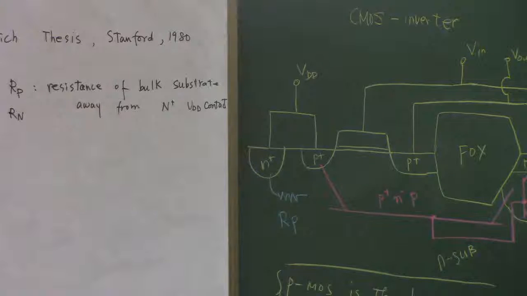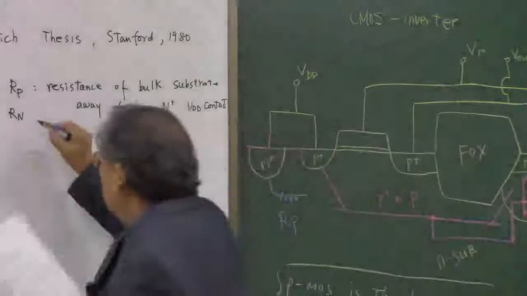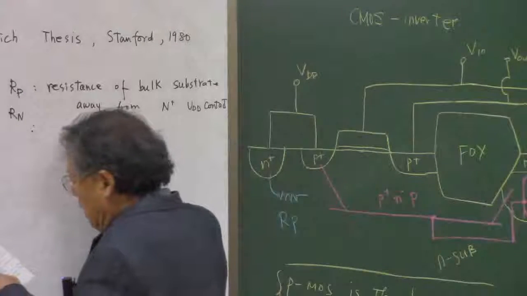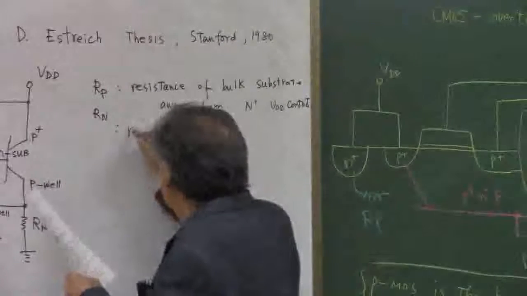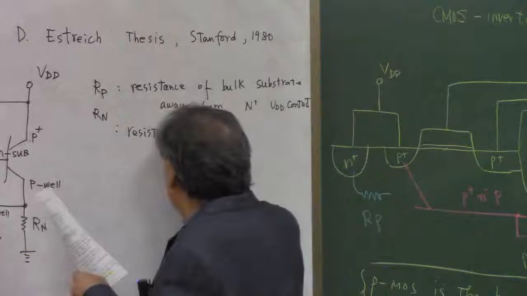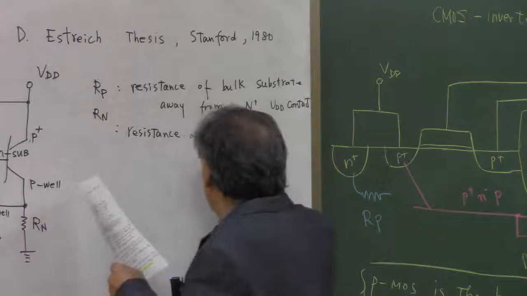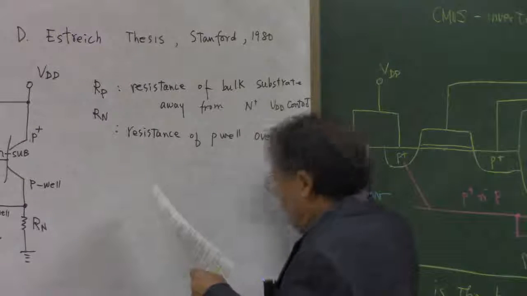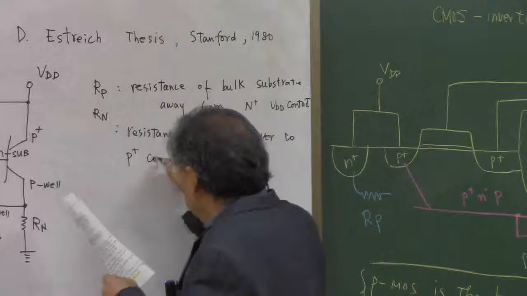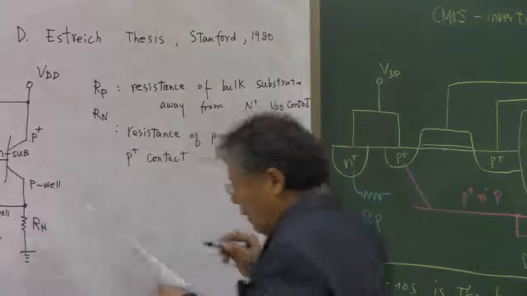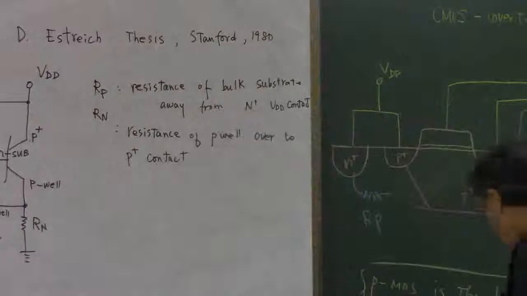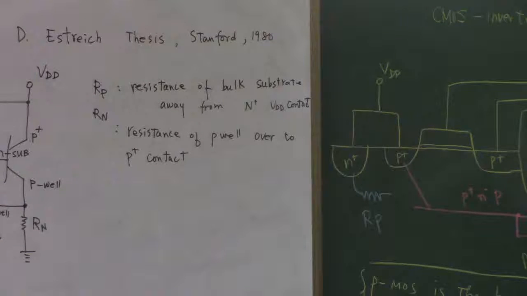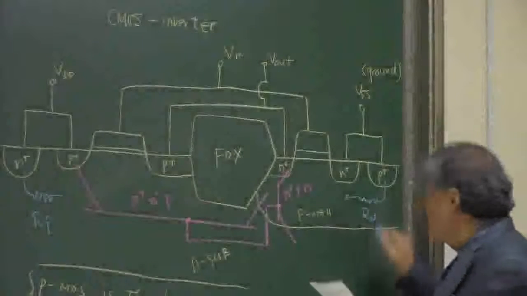And then Rn is the resistance of the P well over to the P plus contact. So that is here, coming from this direction, that is Rn.